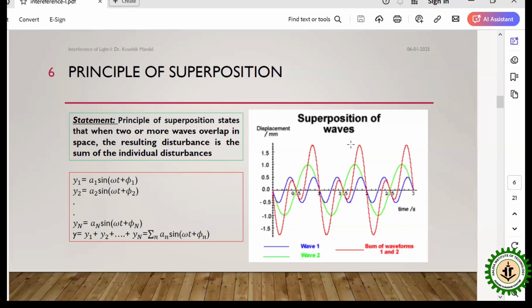If we consider two waves, pictorially it is also shown here. Consider the blue and the green waves passing through the medium, and the time evolution of these waves is depicted over here. After the superposition, you get the red line. So the red line is the superposition of the blue and the green wave.